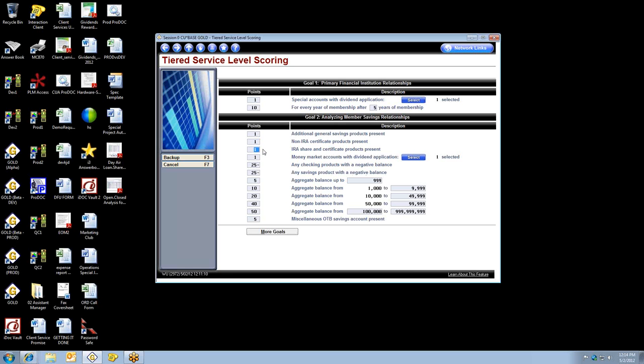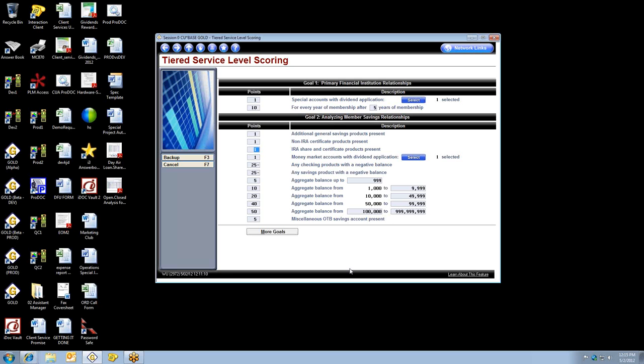The next option, IRA share and certificate products present. This would be understanding whether or not there is any sort of IRA product that is out there. This is by plan type. So if a member happened to have a traditional IRA shares account and a Roth IRA certificate, they would receive points for the presence of the traditional as well as points for the presence of the Roth. So this is a way to reward members based on any sort of retirement package or planning that they may be doing through an IRA with your credit union.